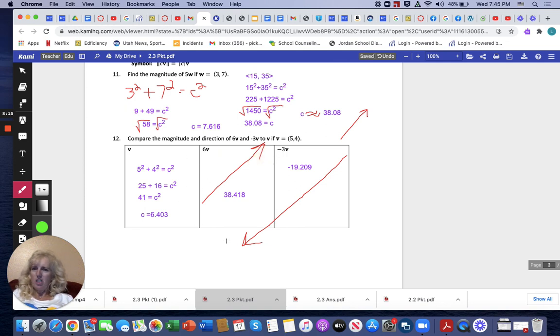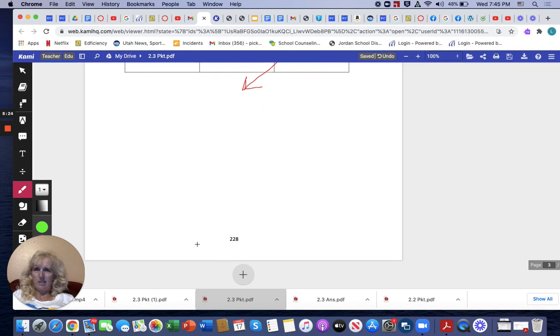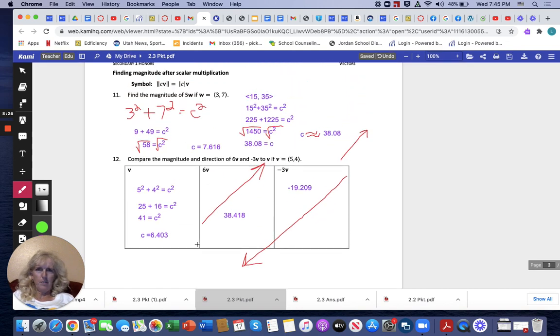So that should give you a general idea to go ahead and work on your worksheet. And let's see, was there anything else? And that's it on this worksheet or in the packets.